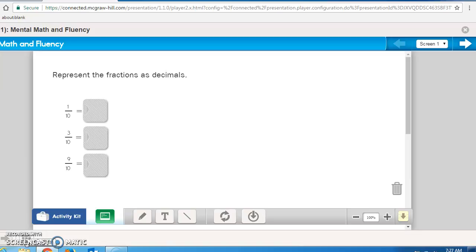But first, let's start with our mental math and fluency. Represent the fractions as decimals. 1/10. That should tell you that the number 1 needs to be in the 10th spot, so you should have written it as 0.1. The first place after the decimal is the tenths. 3/10. Again, the number 3 needs to go in the 10th spot, so you should have 0.3. And finally, 9/10. The number 9 needs to be in the 10th spot, so it should be 0.9.